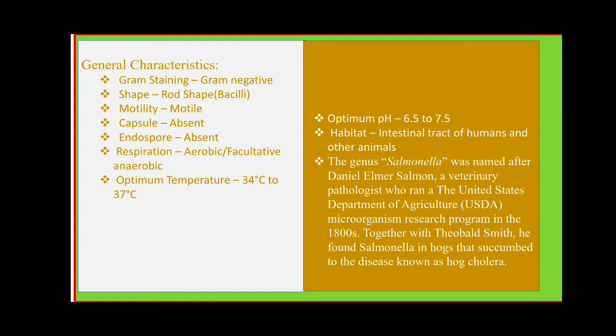The genus Salmonella was named after Daniel Elmer Salmon, a pathologist who ran the United States Department of Agriculture microorganisms research program in the 1880s. Together with Theobald Smith, he found Salmonella in hogs that led to the disease known as hog cholera.